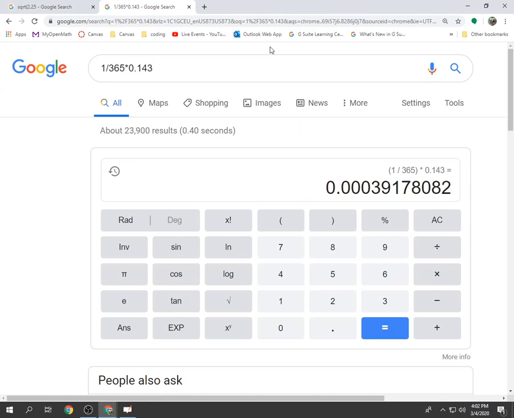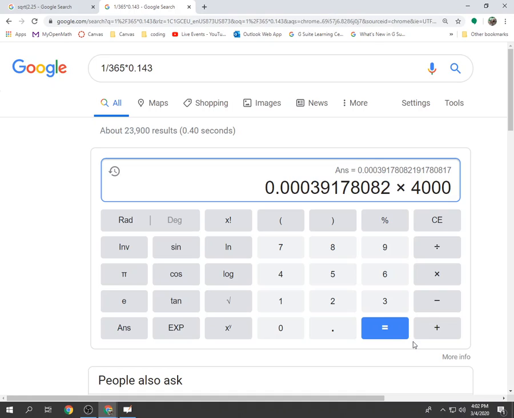So that says my decimal version of the percent is that number right there. And if I apply that to 4,000, then each day I owe about how much? $1.57 per day. Okay, so let's look at that next.